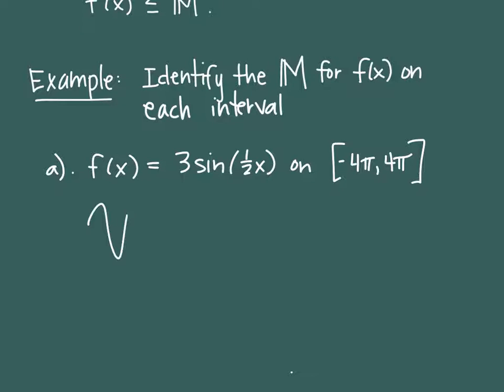So because the behavior of this is going to be like that with an amplitude of 3, we don't have to prove it or anything. Our common sense tells us that M would be 3, that all f of x values within the interval will be less than or equal to that number. Nothing will ever be greater than that.